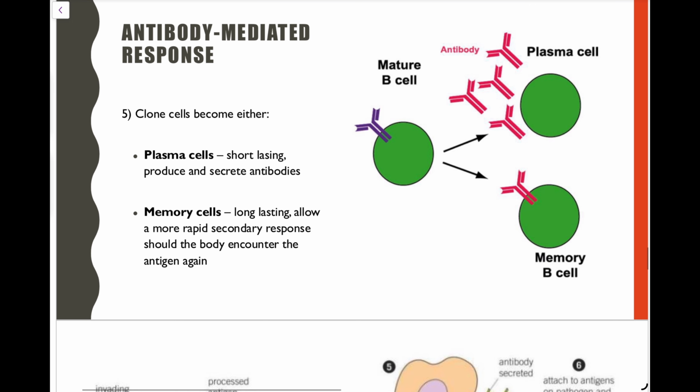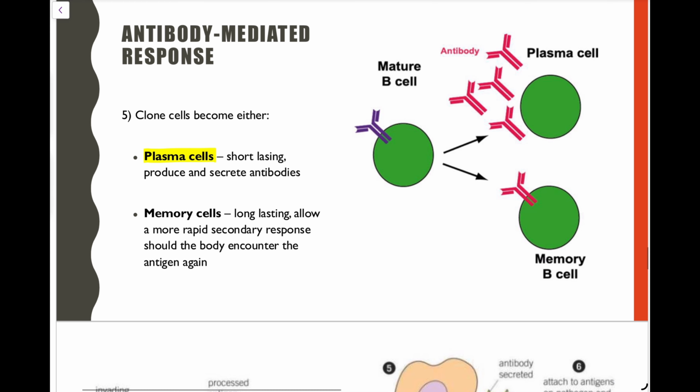But our main process here, as we've described, is that either the clone cells will become plasma cells, or secondarily, they'll become memory cells. Now, the key distinction here: these plasma cells secrete antibodies, but they're generally short-lasting. Memory cells, on the other hand, are very long-lasting, and should you get sick again, in what we will call from here on out a secondary response, the body can provide a really rapid response to that particular antigen.